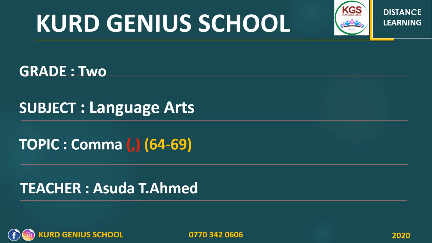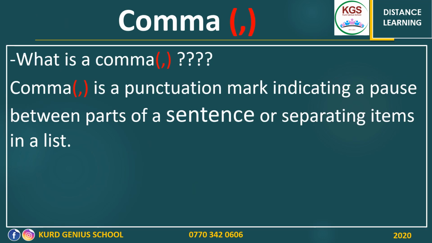Today I am going to talk to you about how to use the comma. As you see, this red mark is a comma. What is a comma? A comma is a punctuation mark indicating a pause between parts of a sentence or separating items in a list.